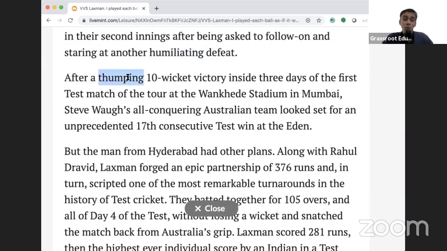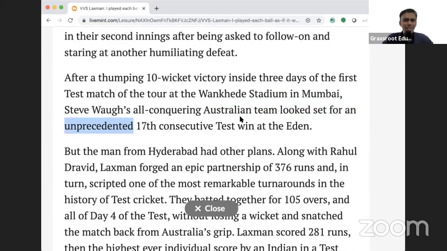After a thumping, what do you mean by thumping? Think about this. When elephants move, you hear a thump sound. Yes or no? So like that, emphatic, strong thumping. A dominating 10-wicket victory inside 3 days of the first Test match of the tour at the Wankhede Stadium in Mumbai. The all-conquering Australian team. All-conquering means it can capture everything.